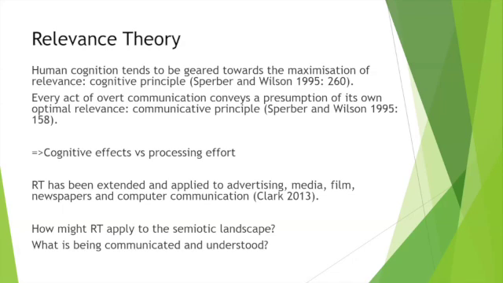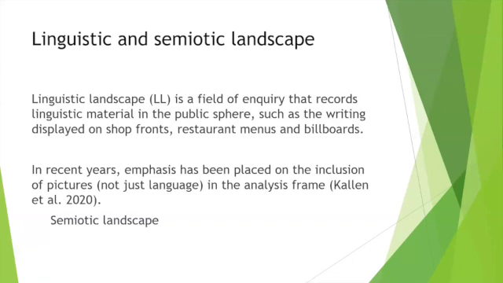How about the semiotic landscape we talked about? What is being communicated and understood? So linguistic and semiotic landscape. Linguistic landscape, the words themselves. If you go into a city street you'll see loads of signs, advertisements certainly, but shop fronts, restaurant menus, can reflect all sorts of things, languages of the people that live or work there. And something is being communicated, and you can get a lot of information from that.